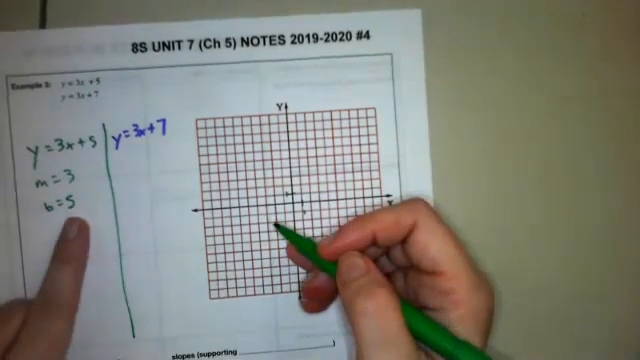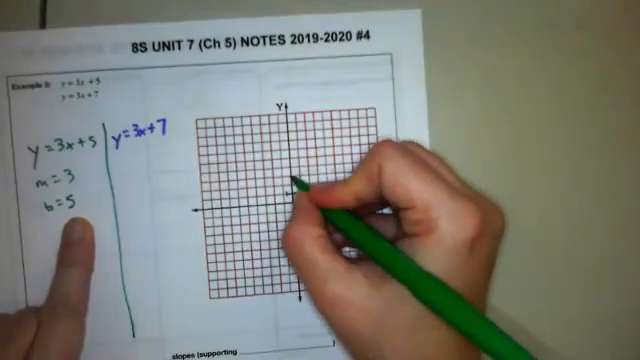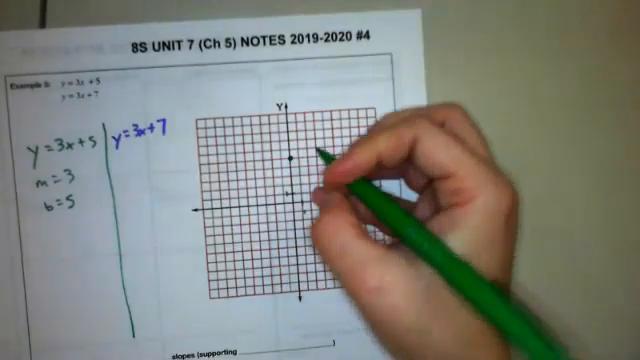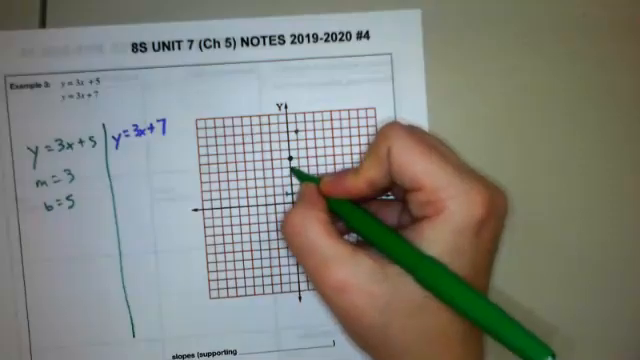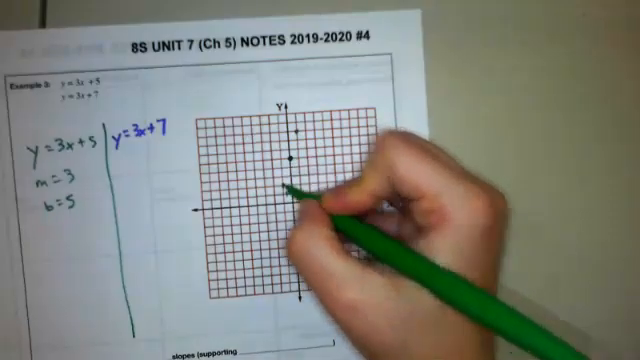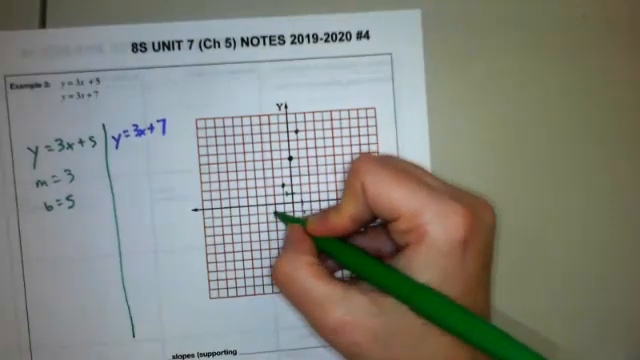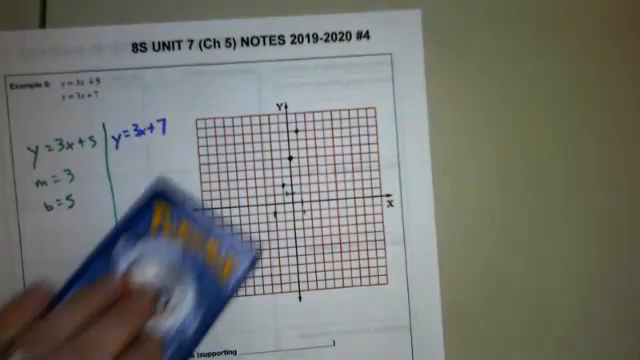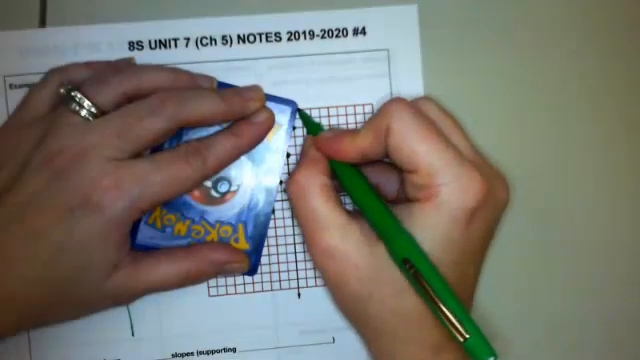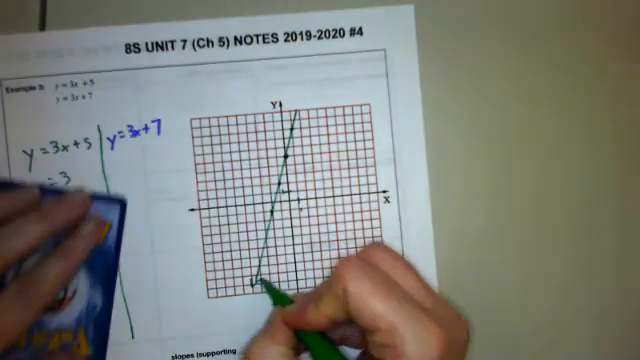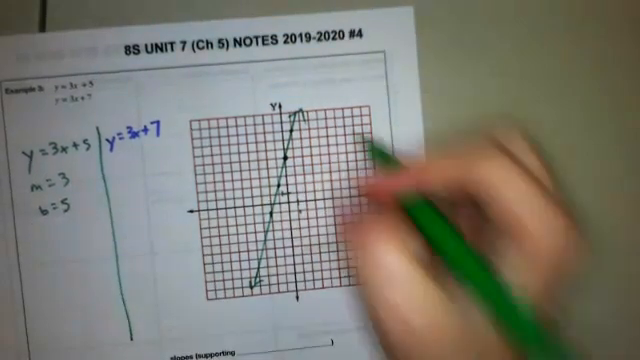I've got a y-intercept of 5 and a slope of 3. So I'm up 3 over 1. And I can go down 3 to the left 1. I'm going to connect those points. There's my first equation.